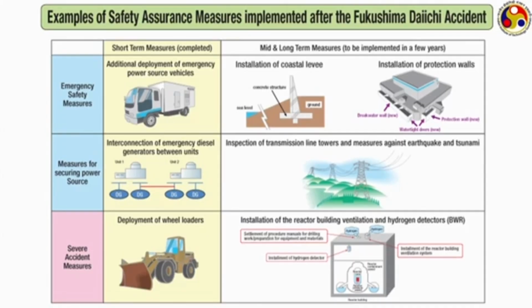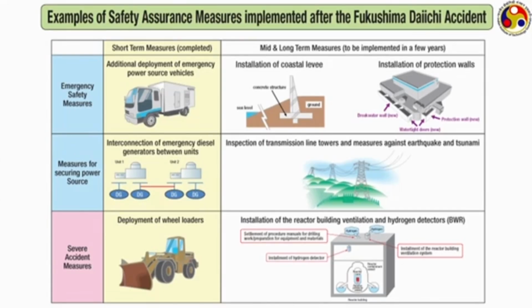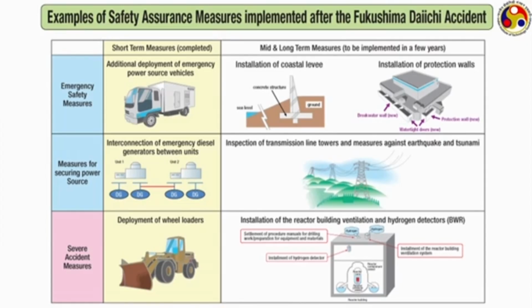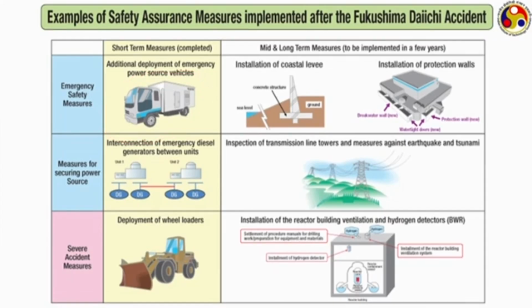This is one schematic which shows the different kinds of action that have been ensured in the Daiichi power station, which falls under both redundancy and diversity. For emergency safety measures, the short term option is additional deployment of emergency power source vehicles, like when it lost the power. So, they are providing additional power source vehicles. Also, they are providing coastal levees, which is a long term objective, and installation of protection walls.